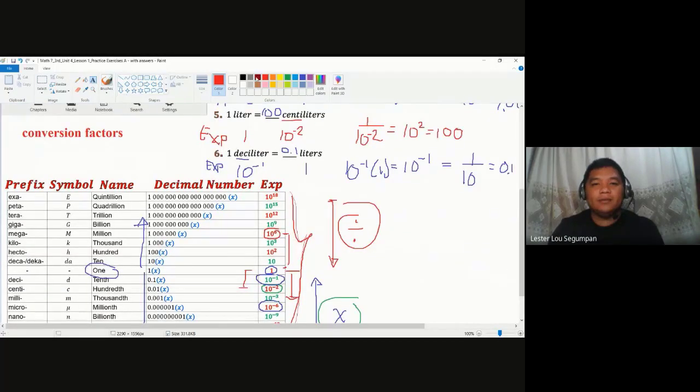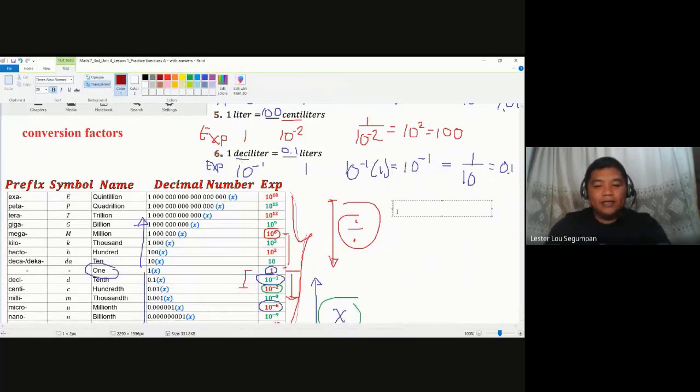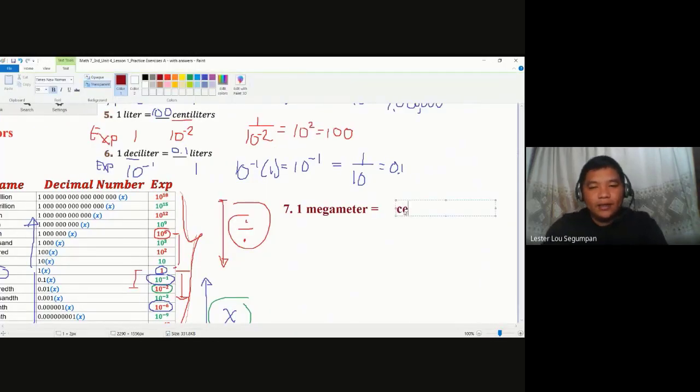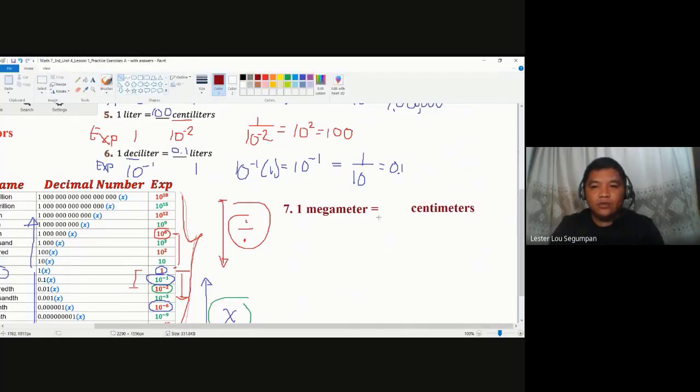We could also add another problem here. Let's try 7. How many centimeters are in 1 megameter? So we are asked to determine the number of centimeters in 1 megameter.